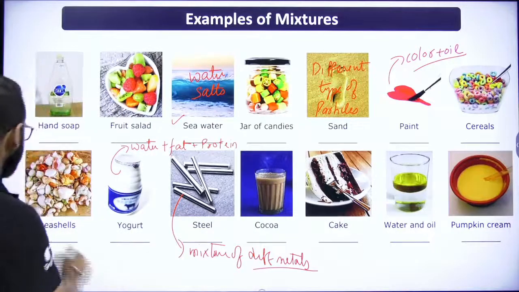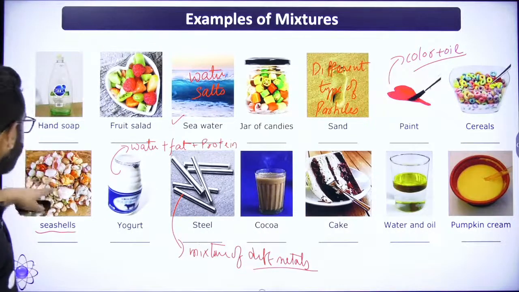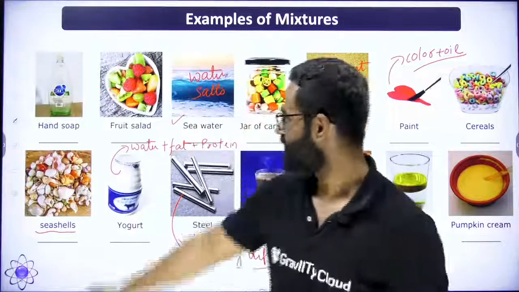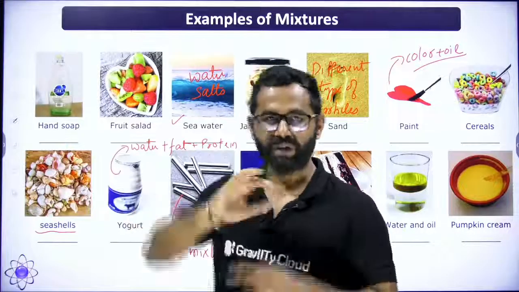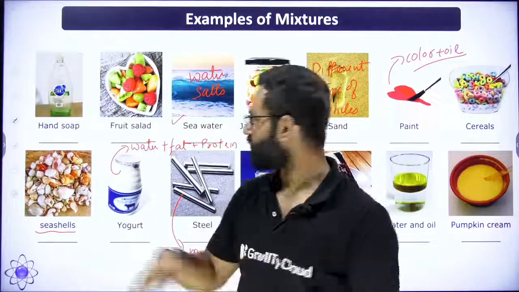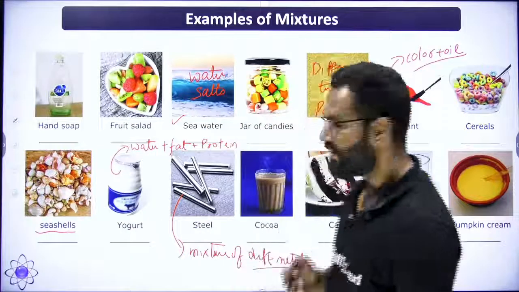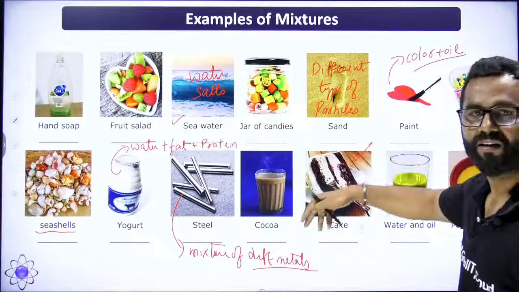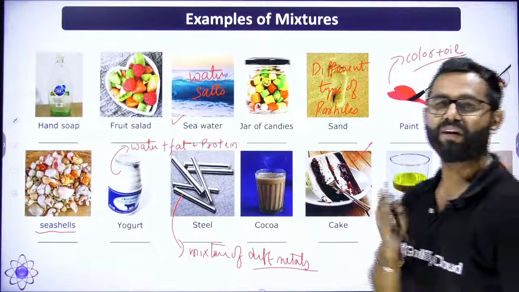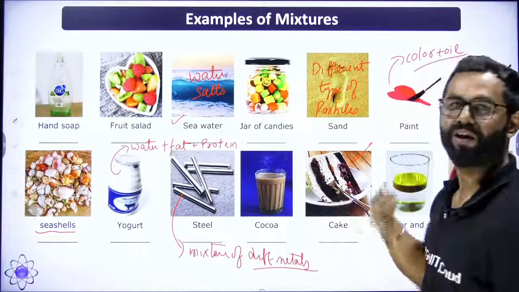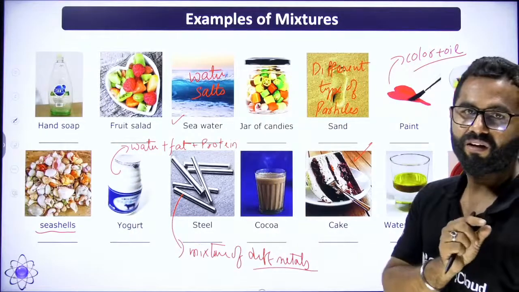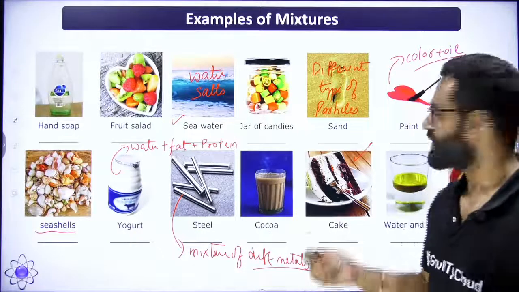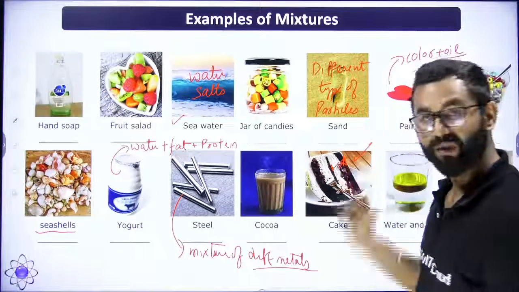When it comes to seashells, you see, there are different colors of seashells. It does not contain only one type of seashell. It contains multiple types of seashells. Those multiple types of seashells, when placed together, form a mixture of seashells. Similarly, cake. If you look at cake, there are different layers, and we know cake is made up of more than one kind of substance. It will have the cream, the bread, the fruits, sugar also. So it contains more than one kind of substance which are mixed. Hence, it is again a mixture.